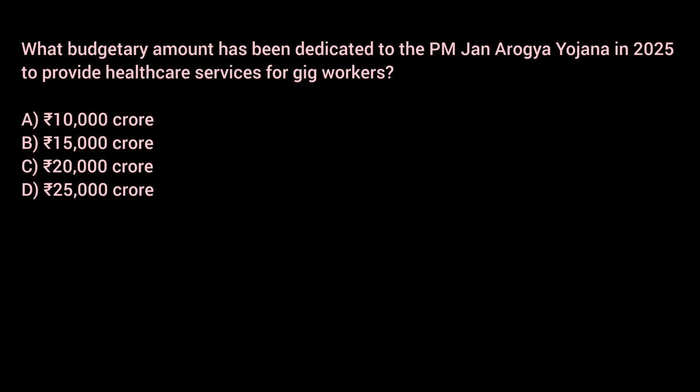What budgetary amount has been dedicated to the PM Jana Arogya Yojana in 2025 to provide healthcare services for gig workers? Option A, 10,000 crore. Option B, 15,000 crore. Option C, 20,000 crore. Option D, 25,000 crore. Here, the correct option is option D, that is 25,000 crore.